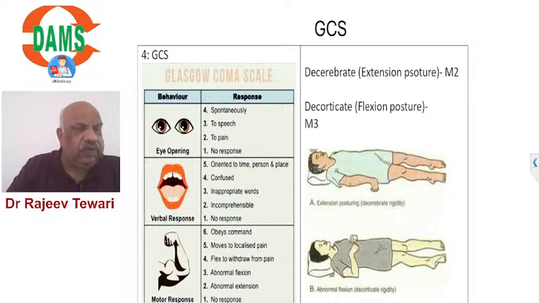Yes, we can give hypertonic saline. But hypertonic saline is given when the sodium is less than 145 and osmolarity less than 320. Normal osmolarity is 280 to 300. But when you give hypertonic saline, you are giving sodium, you are increasing the osmolarity. So if the osmolarity crosses 315 and sodium crosses 145, you should be cautious or stop this. So this GCS, I am sure you know, you have to memorize it, remember it.